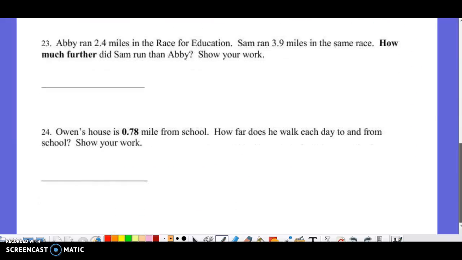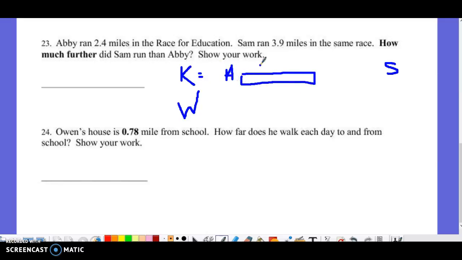Then slide down to your word problems, 23 and 24. 23, Abby runs 2.4 miles in a race. Sam ran 3.9 miles in the same race. How much further did Sam run? Well, if I'm using my K, W, S chart, I know that Abby, which I'll represent with an A and a bar model, ran a certain amount, in this case 2.4. And Sam, I'll represent with an S, who ran significantly more, ran 3.9.